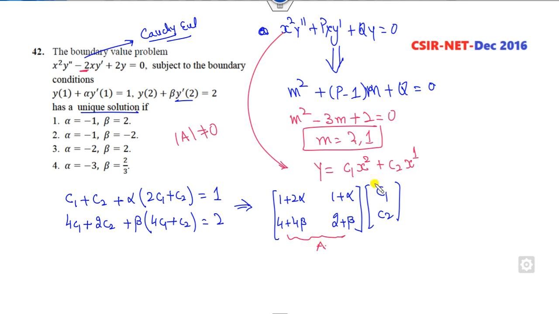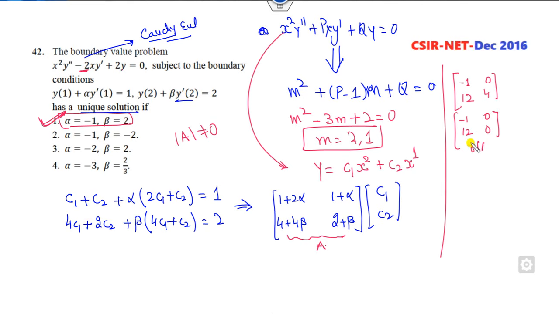So that's very simple. If I take alpha as minus 1, beta as 2, so what is the matrix? First, when alpha is minus 1 and beta is 2, we get 0, 8, 12, and this is my 4. Clearly the determinant is non-zero, so it's a right answer. Minus 1, minus 2: when beta is minus 2, it is 0. Clearly the determinant is 0, so this is not the right answer.